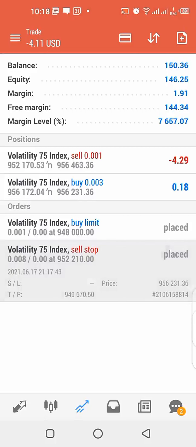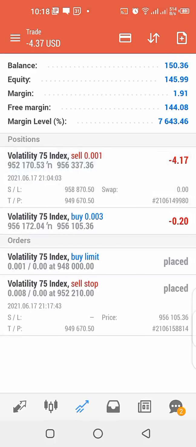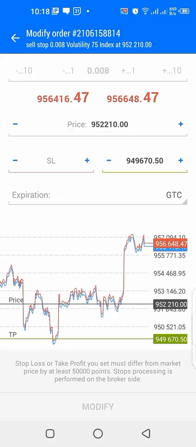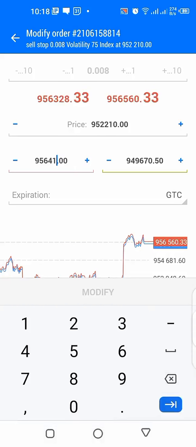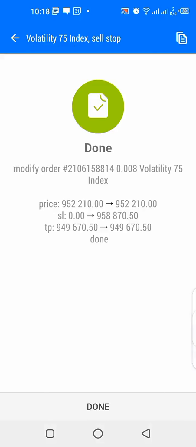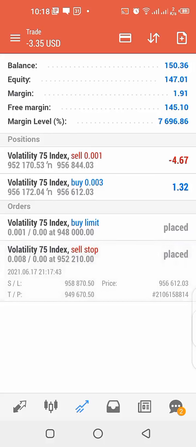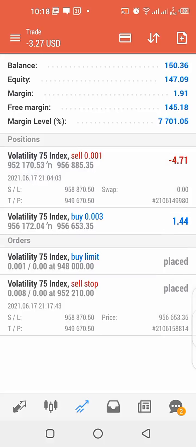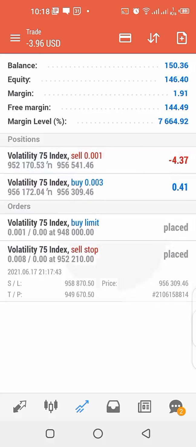Okay, the sell stop 0.008 has just been introduced. It's been introduced at some point like 80 or 50 points above the sell trade point. So I'm going to place a take profit of 2,500 points, equivalent to the take profit of the 0.001 trade, and I'm going to edit the stop loss of the 0.008 to be equivalent to the stop loss of the 0.001.